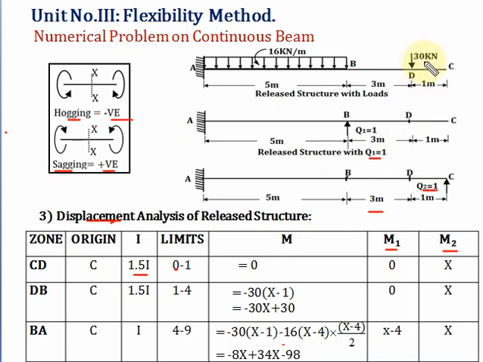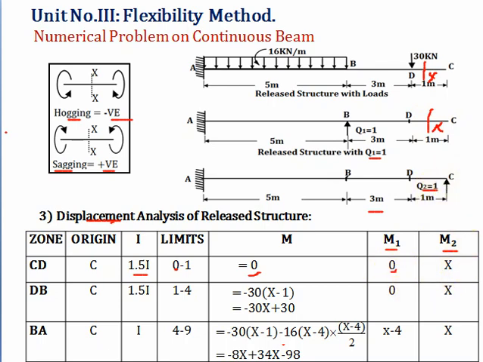Now we are taking the section and measuring that section X from point C. In this portion, as there is no load on the right hand side of the section, the bending moment is equal to 0. Now we take the section in the release structure with Q1 equal to 1, with X measured from point C. Here also there is no load, so M1 is equal to 0.